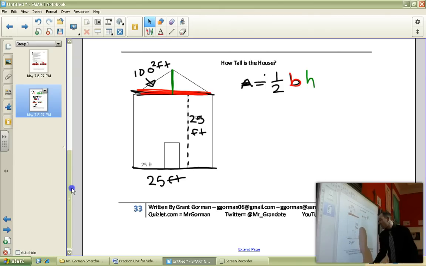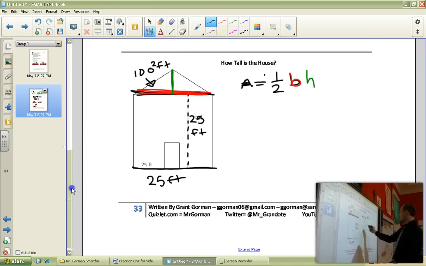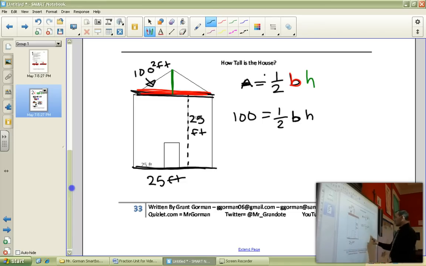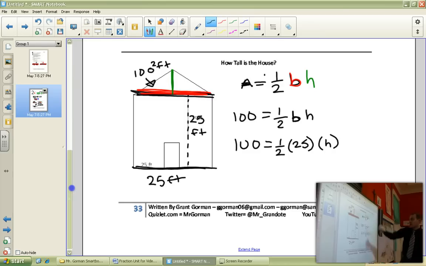Height. All right. Well, we know the area, so I'm going to fill that in. We have 100 is going to equal 1/2 of the base times the height. Okay. I know that the base is 25 because it's the same distance as down here. So now I can add that information in. 100 equals 1/2 times 25 times the height. And that's what we need to figure out, right? How tall? Okay.